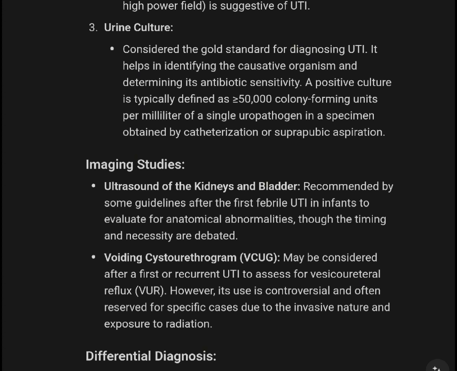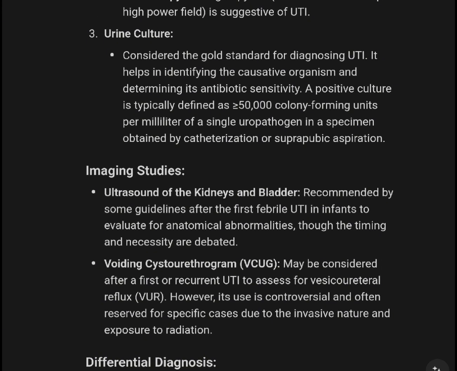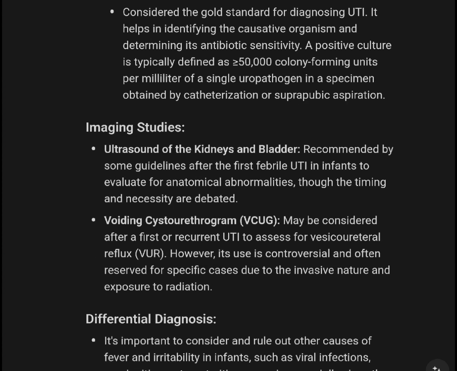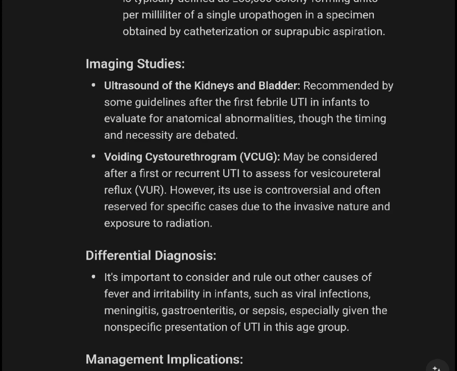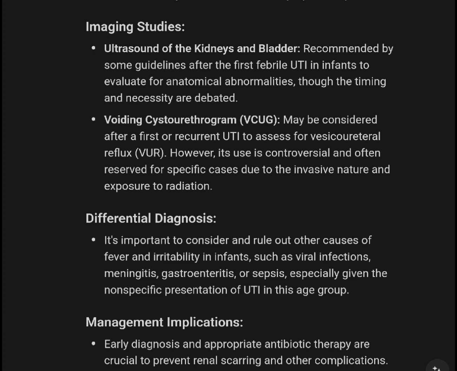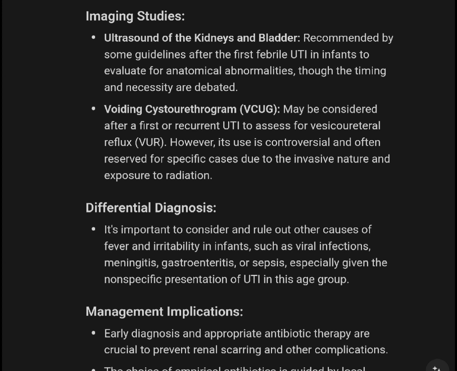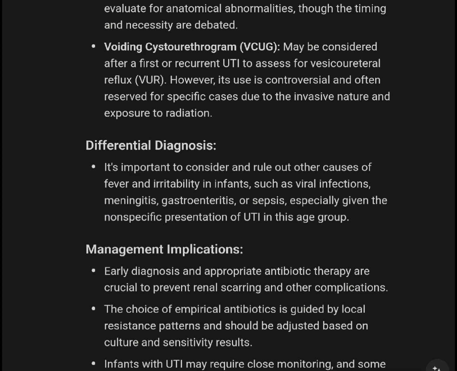A positive culture is typically defined as over 50,000 colony-forming units per milliliter of a single uropathogen in a specimen obtained by catheterization or suprapubic aspiration. Imaging studies: ultrasound of kidney and bladder is recommended by some guidelines after the first febrile UTI in infants to evaluate for anatomical abnormalities, though the timing and necessity are debated. Voiding cystourethrogram, VCUG, may be considered after a first or recurrent UTI to assess for vesicoureteral reflux, VUR. However, its use is controversial and often reserved for specific cases due to the invasive nature and exposure to radiation.